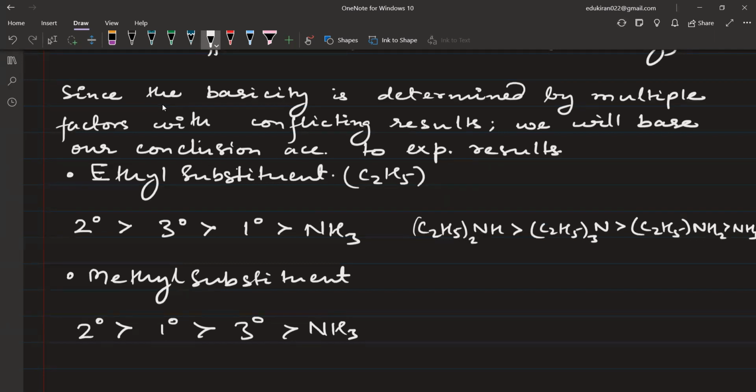ठीक है? Methyl substituent का मतलब क्या हुआ? You will have (CH3)2NH, followed by CH3NH2, followed by (CH3)3N, and then followed by ammonia. Chaliye, please write this down.